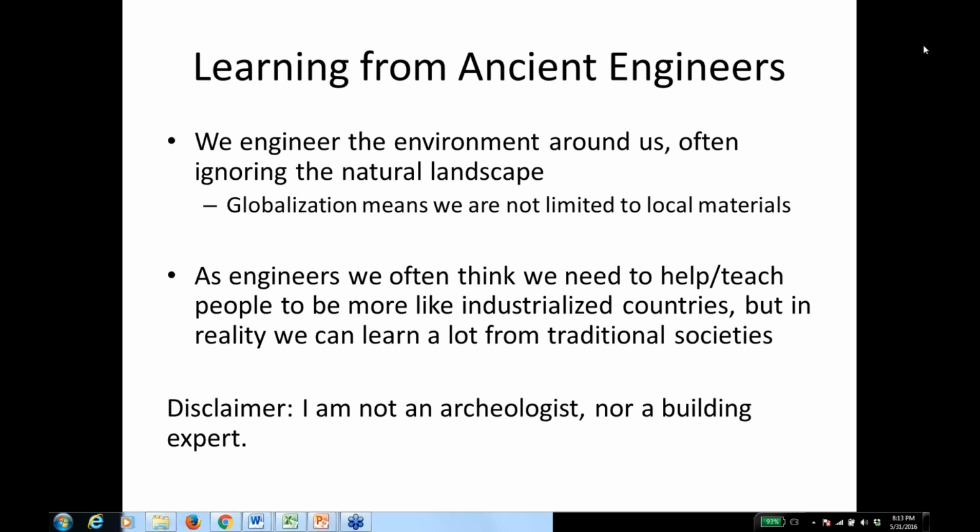And so as engineers, we tend to think we want to help teach people to be more like industrialized countries. And of course, in many ways we do. We want people to have access to electricity and sanitation and running water. But in reality, there's also a lot we can learn from traditional societies in the way they build their buildings, the way they use sustainable agricultural practices, and in some other areas as well. And that's what we're going to be looking at here.